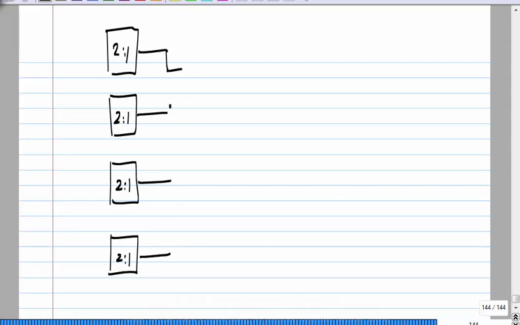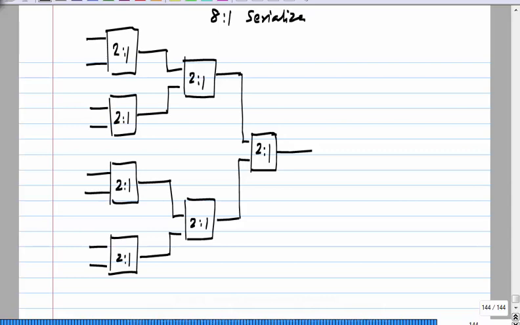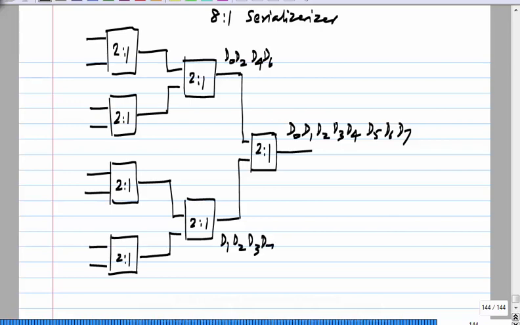The rest of it, assigning the signals, is just a matter of bookkeeping. So with 3 stages, this is an 8-to-1 serializer, and these come in a sequence D0, D1, D2, D3, D4, D5, D6, D7. Obviously, this is giving the alternate ones D0, D2, D4, D6, and this is D1, D3, D5, D7.